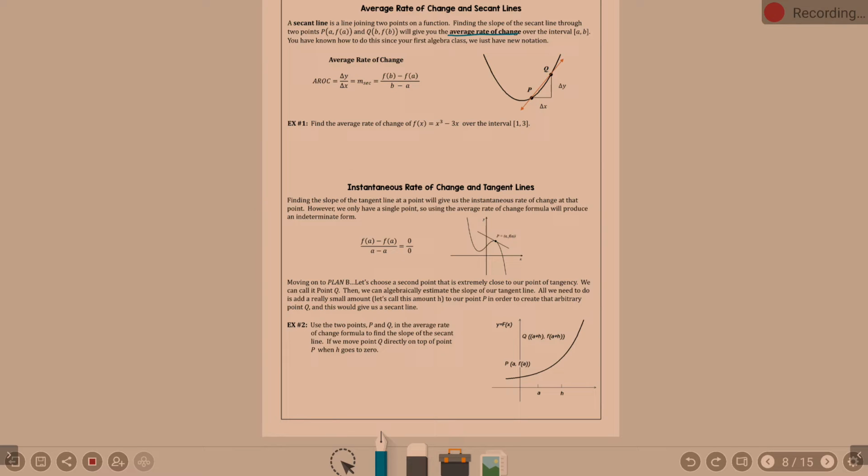Anyways, so average rate of change, folks. Average rate of change refers to a secant line, and you can think of it as finding the slope, or the average rate of change, between those 2 points. So it's not just at one point. That will be down here when we talk about instantaneous, but it's the 2 points.